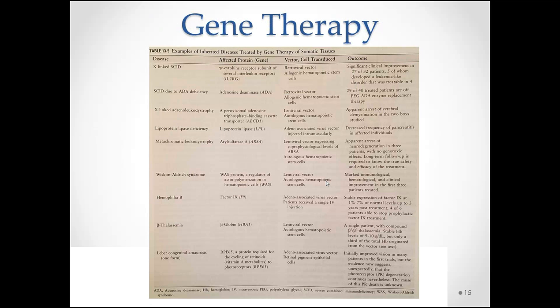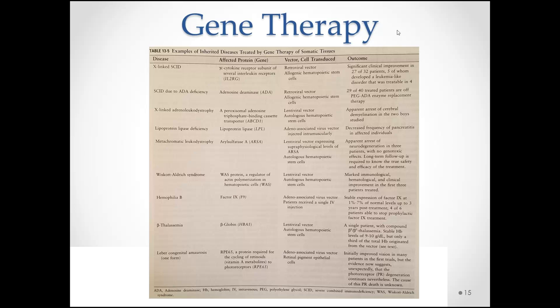There have been gene therapy trials going on for years, and this is just a set of examples of some of the inherited diseases that have been treated by gene therapy of somatic tissues, and we're only going to be talking about genetic engineering of somatic tissues here. We're not going to be talking about gene therapy of germ cells, just of somatic tissues.